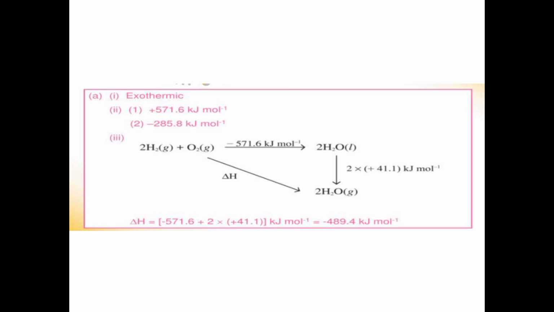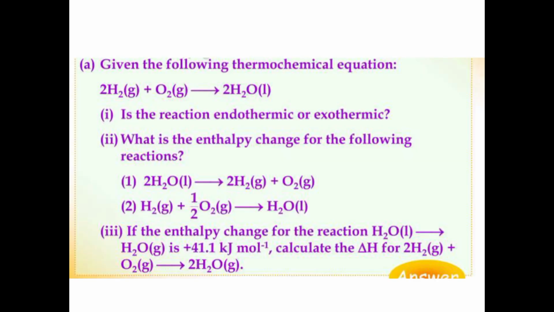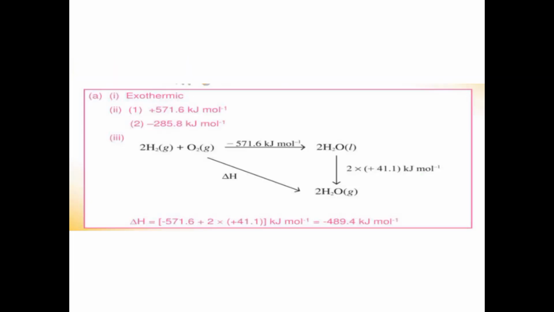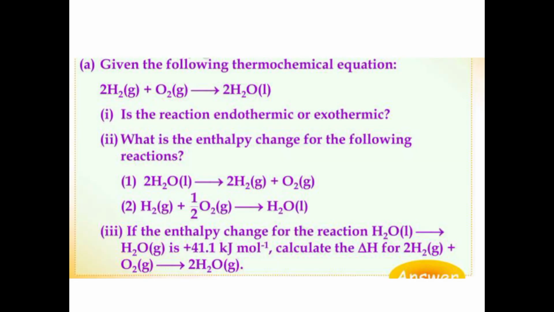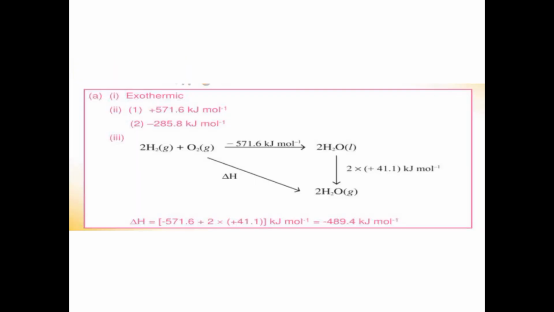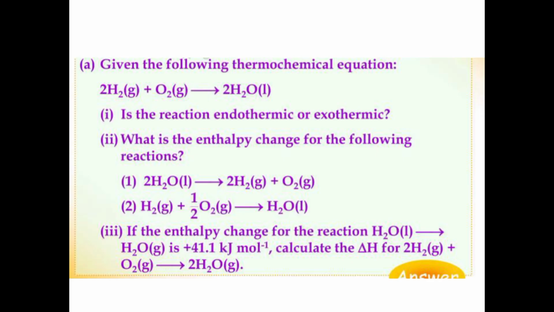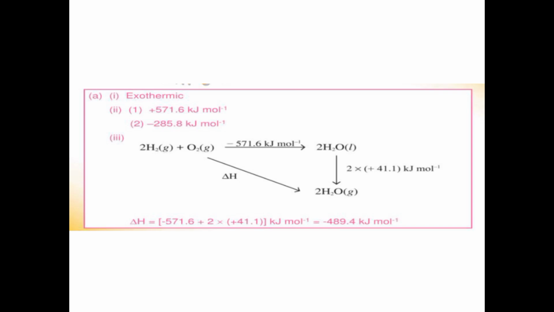That's 2H2 plus O2. Of course, from what we have seen here, from the first one, minus 571.6 to give us H2O liquid. And then since it's H2O liquid, if you check very well, the first one gave us this. The second one produces plus 41.1 kilojoules. Then according to Hess's law here, we just multiply it by 2. So it will give us our answer.